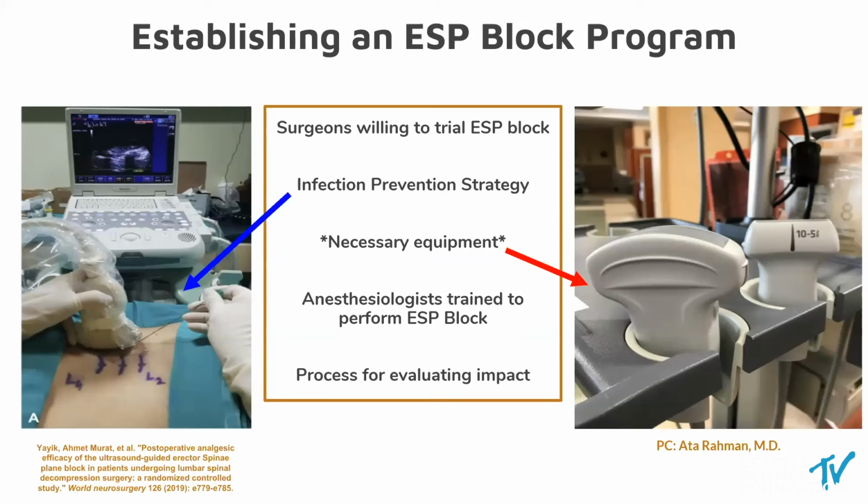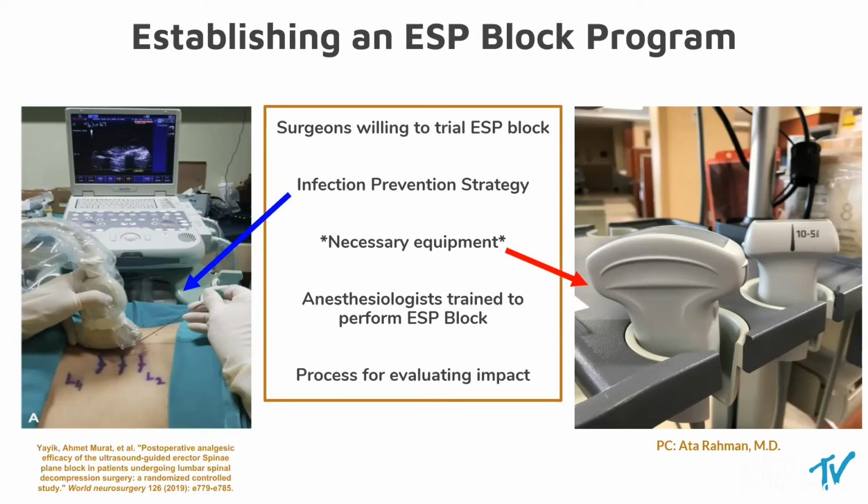Number two, you need a strategy to prevent infections. Before we even talk about the block, the incidence of infection with spine surgery is basically not zero. So before you roll this block out, it's important to know what incidence of infection we are having right now before instituting this.